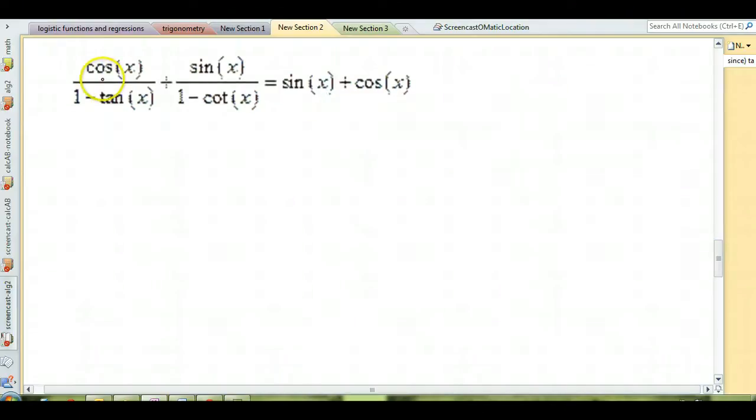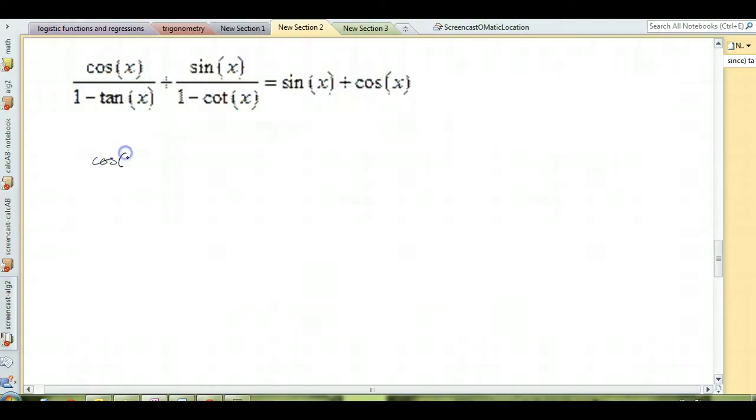Before we do anything, look at what's the numerator. Cosine plus sine. Okay, so it seems like I should be able to cancel the denominator. Of course, it doesn't really work like that, but it's kind of interesting to notice that, I think. Alright, let's see. So I'm going to take my left side, and I'm going to express everything in function of sine and cosine.